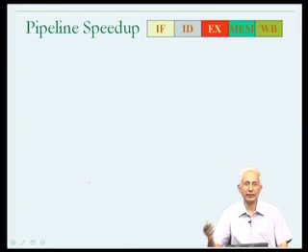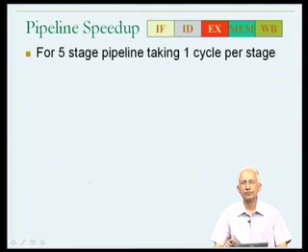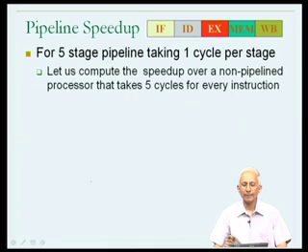Okay, now let's try to calculate the potential pipeline speedup for our 5-stage pipeline, or a pipeline of depth 5. The way we'll do this is, we'll start by restating our assumption. I'm going to assume that each stage of the pipeline takes 1 cycle. And I'm going to compute the speedup over a non-pipeline processor that takes 5 cycles for every instruction. Now I know that I could build a non-pipeline processor which takes 5 cycles for some instructions, 4 cycles for others, and 3 cycles for yet others, but I'll compute the speedup assuming 5 cycles for every instruction.